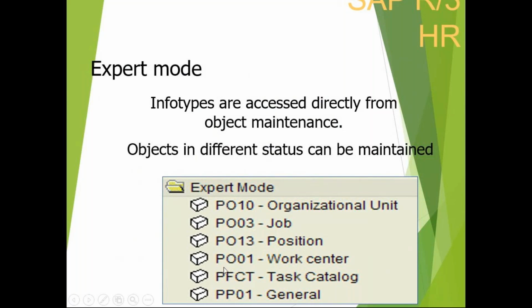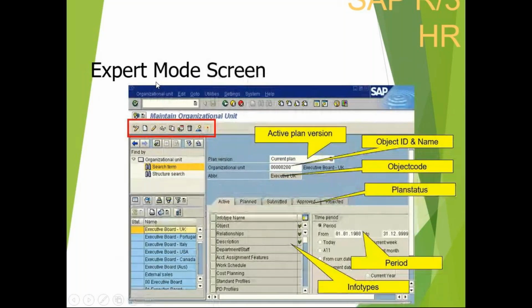So these are the transaction codes, and there are also separate info types. The info type range is from 2000 to 2099, but there are only 15 to 20 which are frequently used activities in the expert mode. So when coming to this expert mode, this is the screen. This is the search area, this is the selection area, this is the overview area, this is the detailed area.